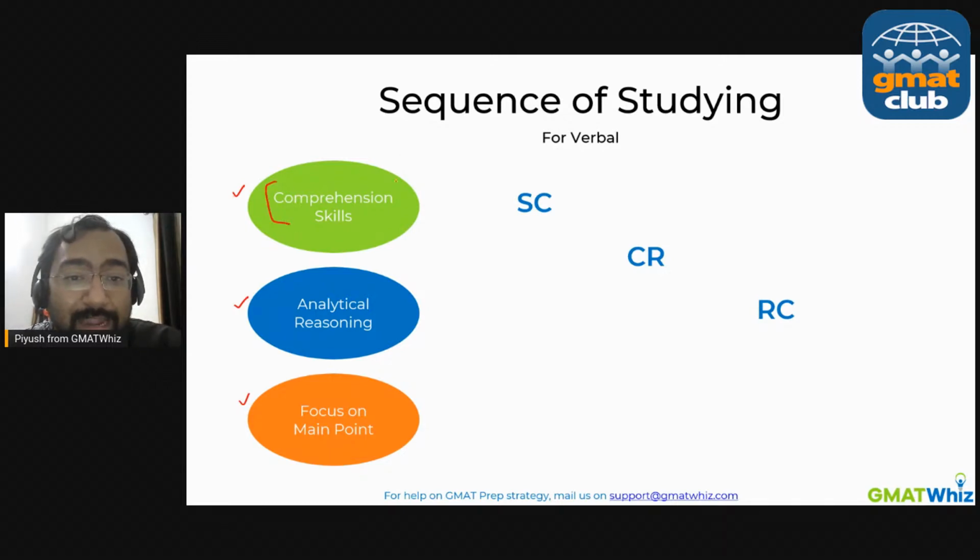And once you get a high score in comprehension, you are very sure that you are ready to move to the second stage, which is critical reasoning. And when you move to critical reasoning, the best part about it is not just that you are working on critical reasoning. The best part is you are sure that your comprehension skills are in place. So you just have to work on analytical reasoning and build that skill.